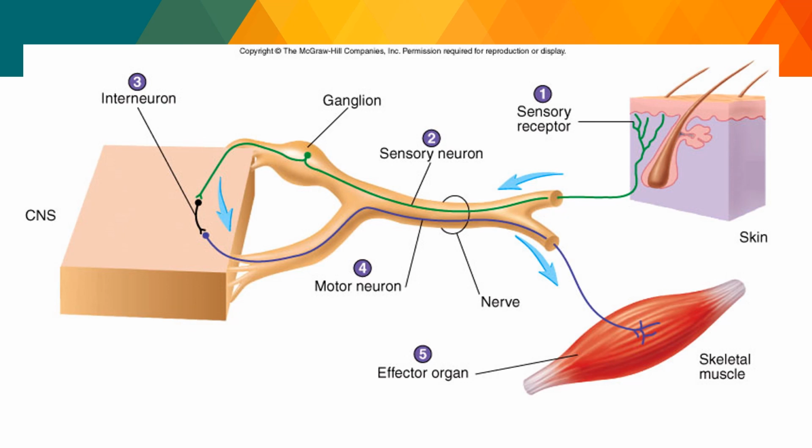So this is the reflex arc. Again, you have here first your sensory receptor like your skin. So if action potentials or stimulus are being sent from the skin, it would go to your sensory neuron, and then to a ganglion, and then to the interneuron in your central nervous system. And then the action potentials will be sent back to your motor neurons, and then eventually to a nerve, and then to your effector organ, which can be your skeletal muscle. So that's how your reflex arc looks like.